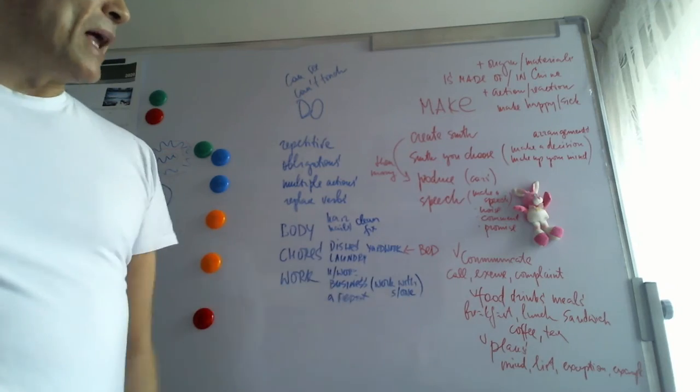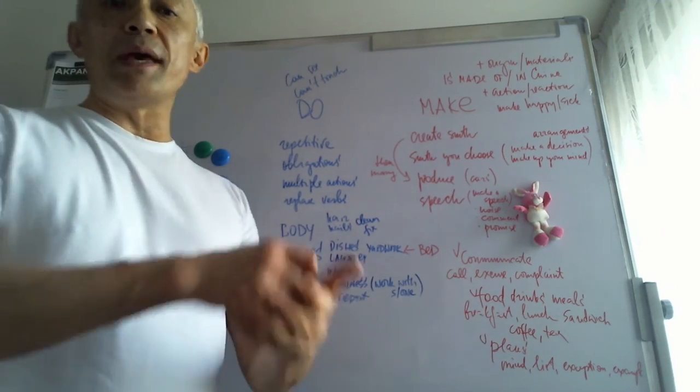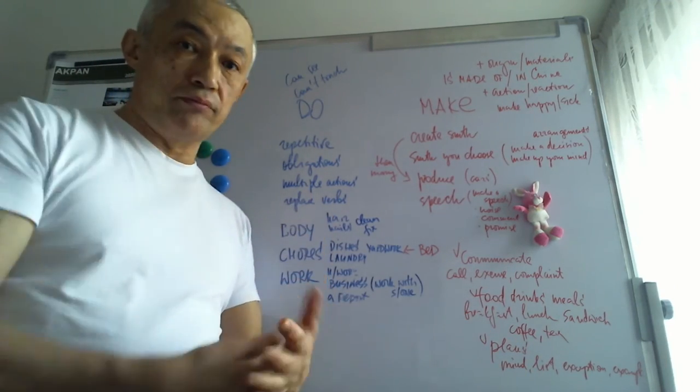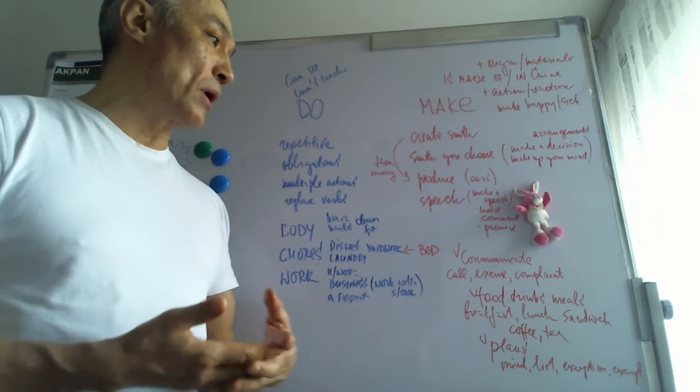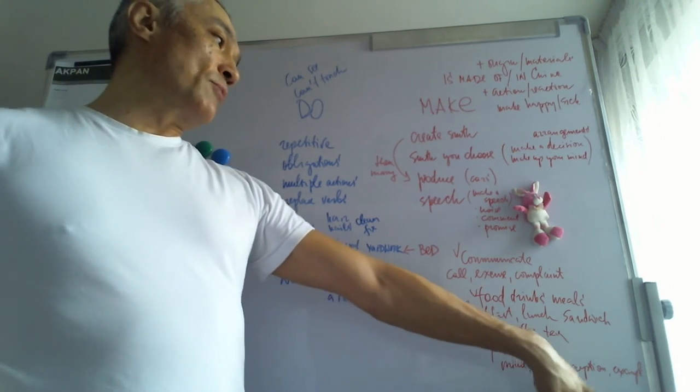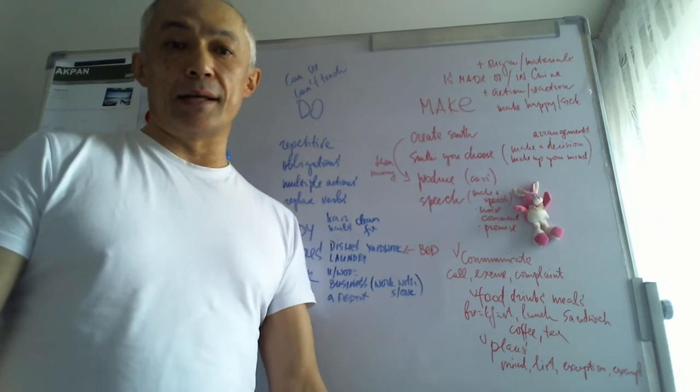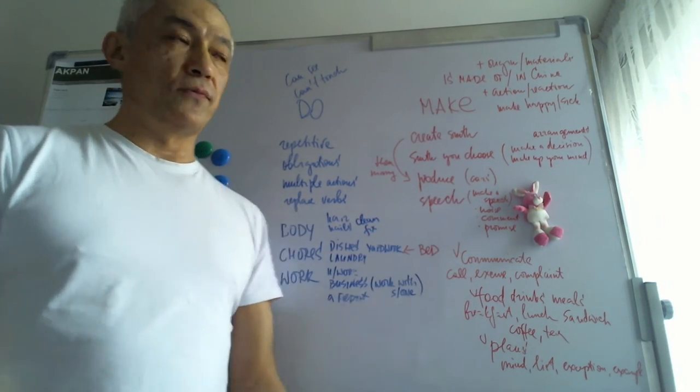And you also make plans. Well, make up your mind. You make a list of your purchases before you go shopping. And two good examples: to make an exception, and to make an example of somebody.